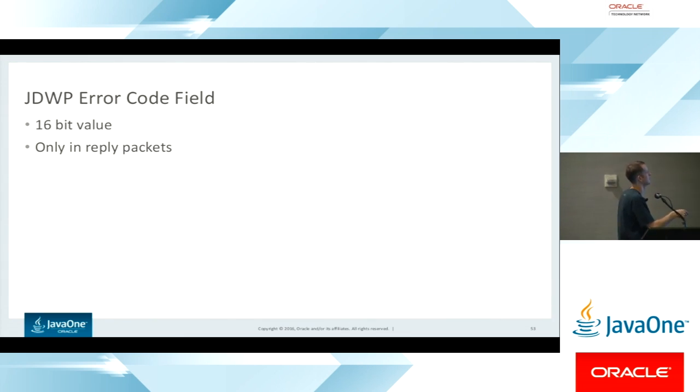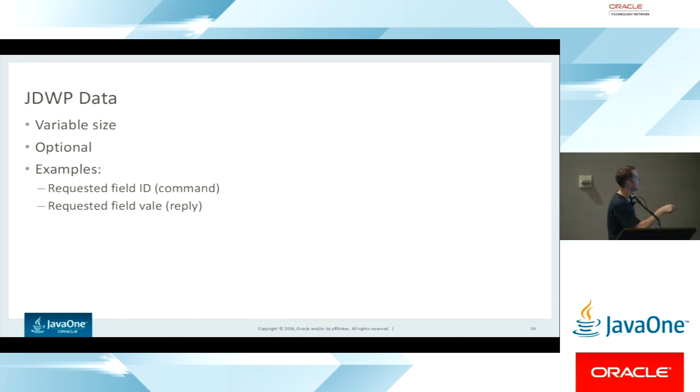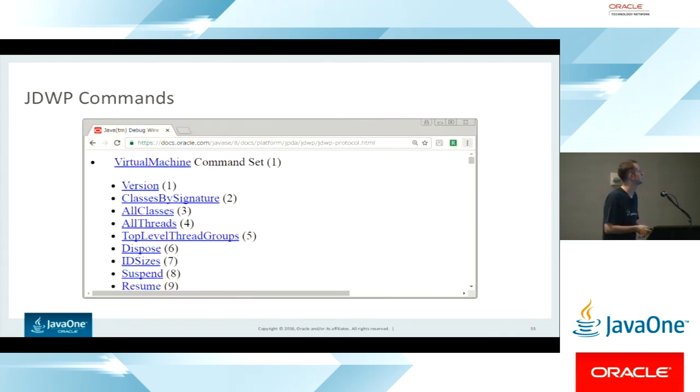And the error field, these are just constants that are coded in as part of the standard, and you can look at them directly. The data is variable size. A lot of command types don't require anything. So for example, let's say in my debugger I'm trying to check out the value of a particular field on a particular instance. Then I would send a request, and the payload in that request would be the ID of the particular field that I'm trying to inspect, and then the response would be the value of that field being sent back.